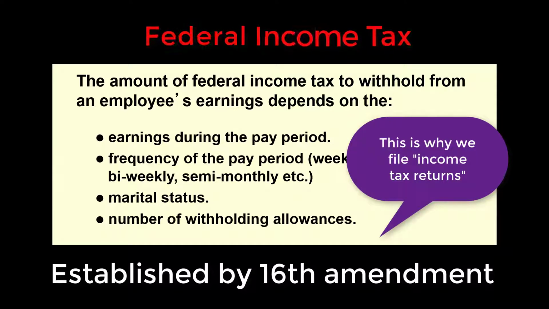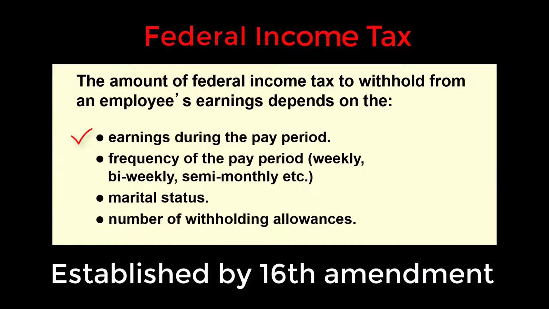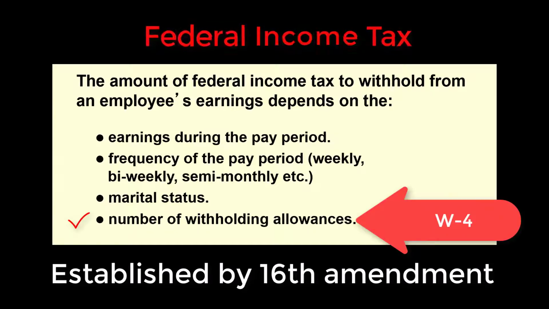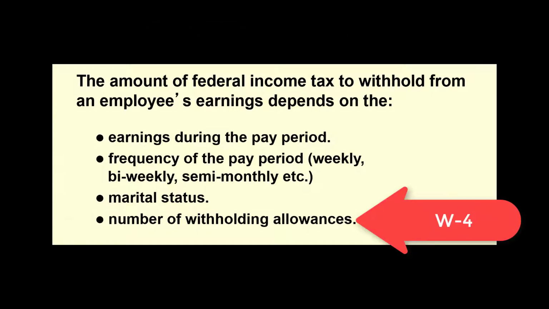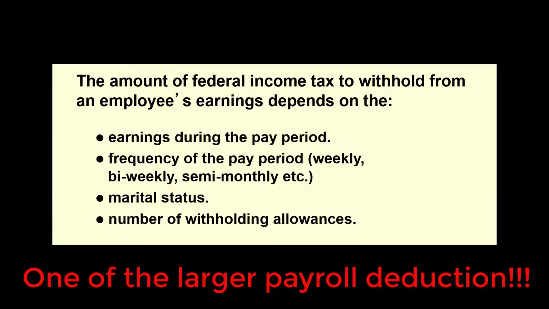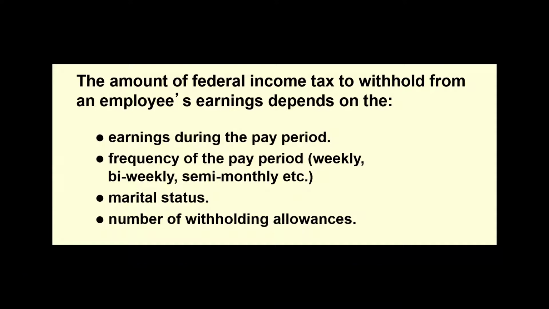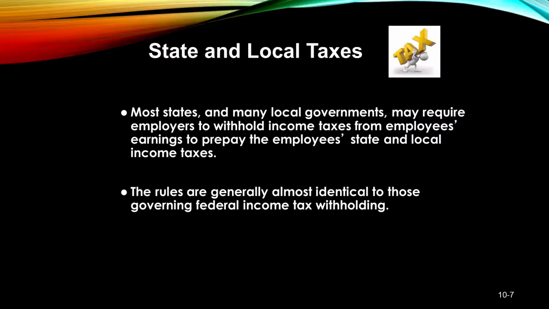This tax is based on earnings during the pay period, the frequency of how often you get paid, your marital status, and the number of withholding allowances you claim on your W-4 form. We'll talk more about this tax later, but I wanted to introduce it to you while we were talking about payroll laws. By the way, that federal income tax is computed based on a sliding schedule known as Circular E.